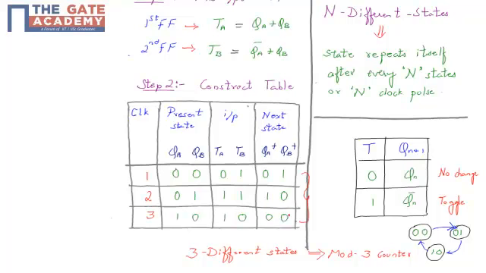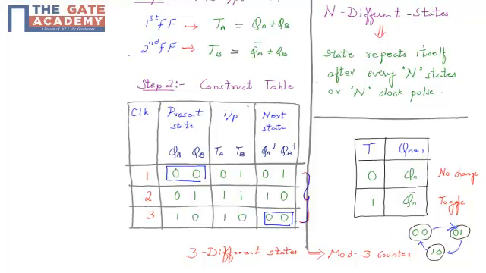If I look carefully, my output after the third clock pulse is the same as my initial output. So I can say that we have 3 different states, that is, my counter is a mod 3 counter. Your output goes from 0 0 to 0 1, from 0 1 to 1 0, and back to 0 0.